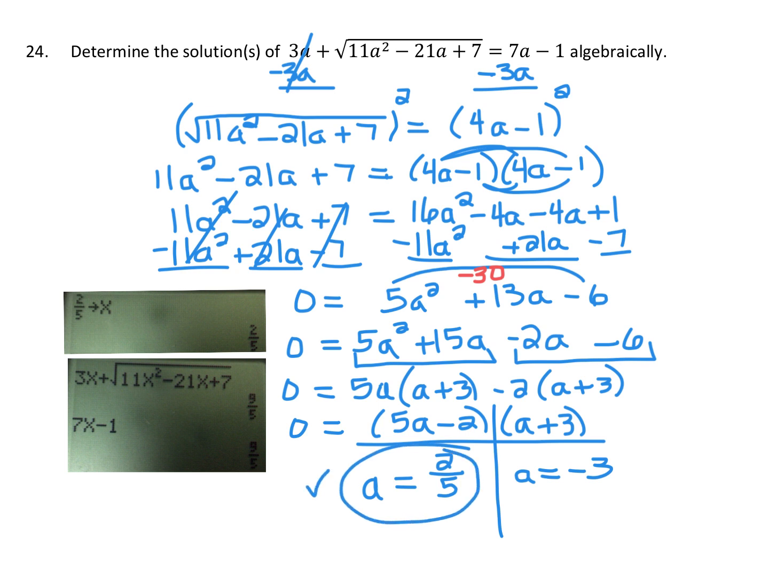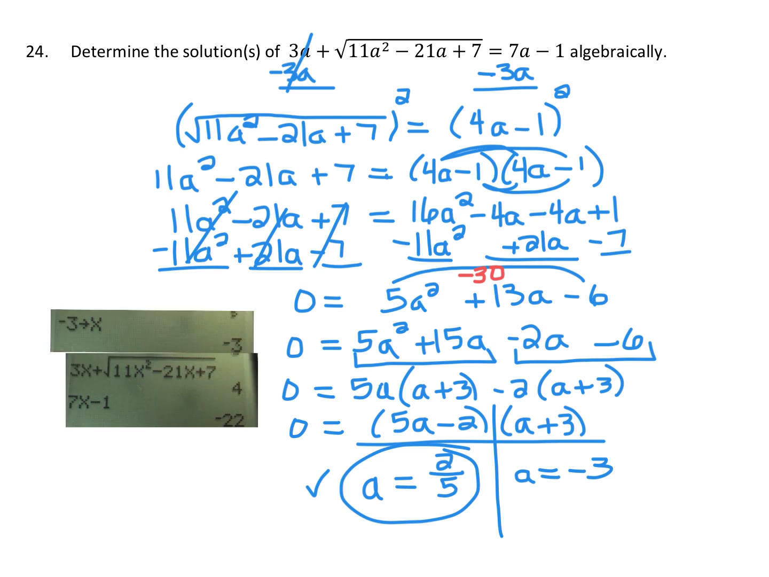Okay, now let's do the same thing, but we're going to store x as negative 3 this time. Okay, so this time I stored x as negative 3. And when I typed in the left-hand side of the equation right here, the output value was 4. But then when I typed in the right-hand side of the equation, look at that, the output value was not 4. It was something different. It was negative 22.